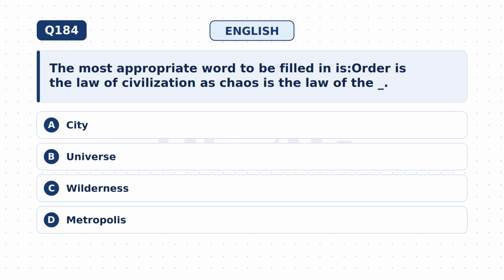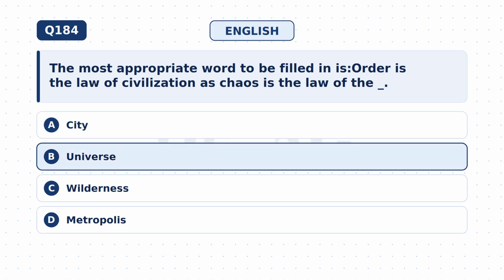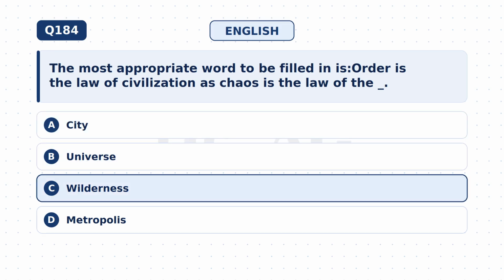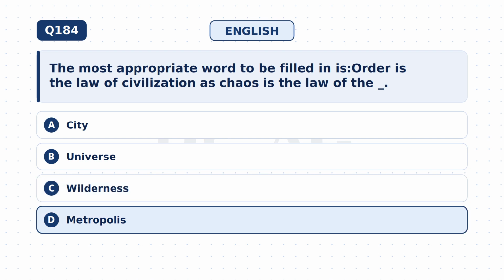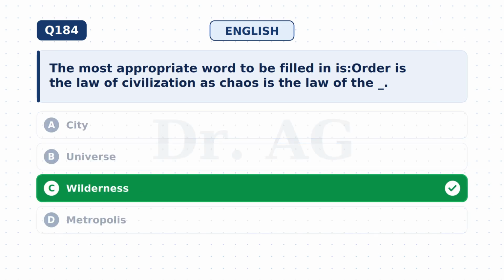Question 184. The most appropriate word to be filled in is, order is the law of civilization as chaos is the law of the blank. Option A, city. Option B, universe. Option C, wilderness. Option D, metropolis. The correct answer is C, wilderness.